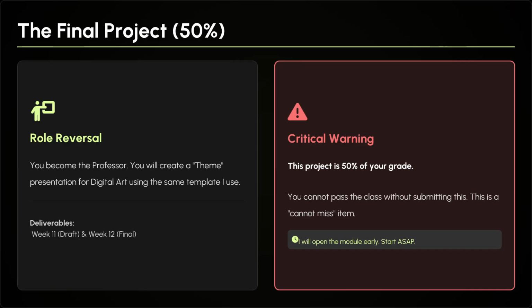Now about the final project. In this assignment, you will flip roles and become the professor in class. You will create a theme presentation for a digital artist using the exact same template I used to teach you. There are two deliverables, a draft in week 11 and the final presentation in week 12. Critical warning, this is half of your grade, 50%. It is a cannot miss item. I will open the module early so you can start working on it as soon as possible.